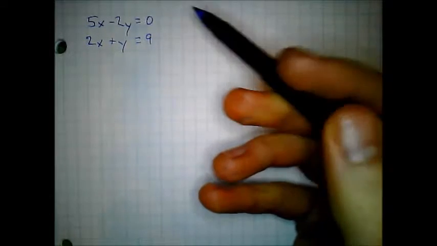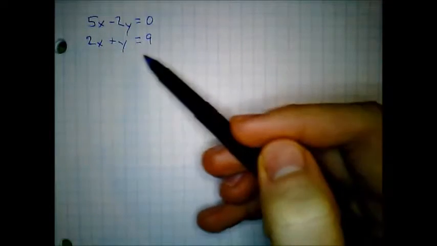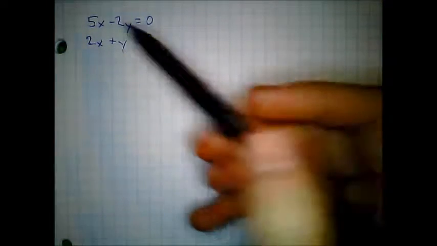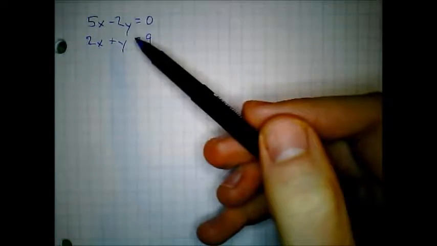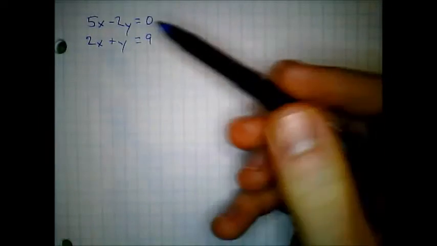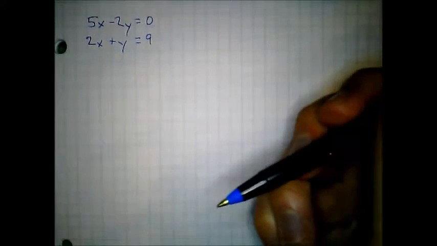Now what's different about this one is none of our variables match up. None of them are going to eliminate if we simply add these two equations together. If we combine them, we get 7x minus y equals 9. We still have both of our variables if we just add, and we'll still have both if we just subtract, because nothing's going to cancel out as is. So we want to be able to deal with this. Okay, what can we do?